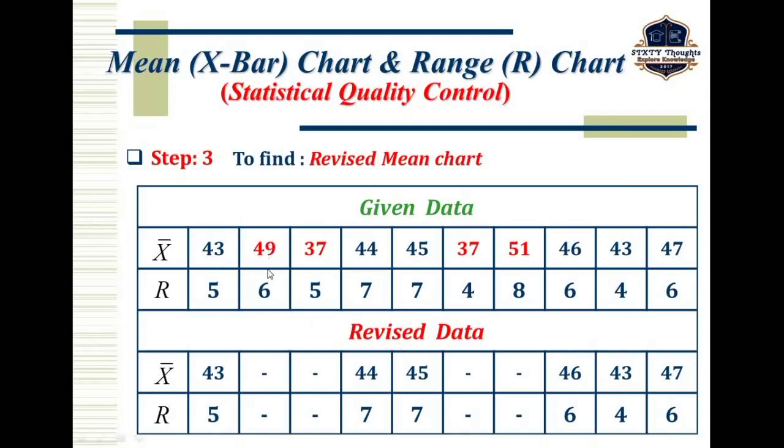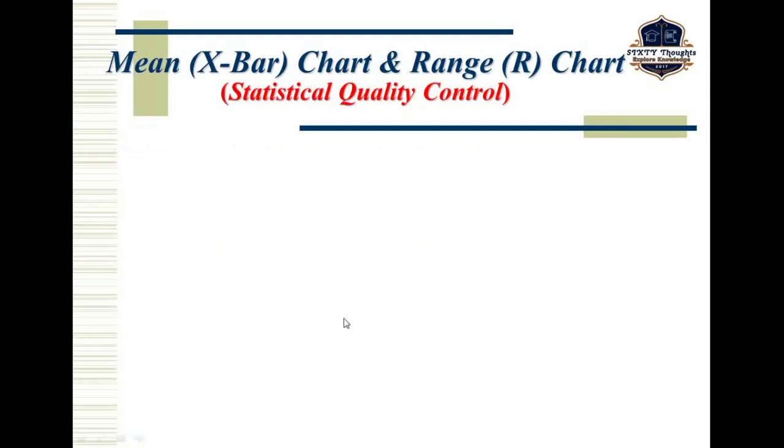Coming to the given data, 49: what is the corresponding range value? 6. 37, corresponding range value 5. So we eliminate these 4 values. Similarly, we eliminate these 4 range values. How many values remain? 1, 2, 3, 4, 5, 6. So using this revised data, we are going to find again the X bar chart, that means the revised control chart and the revised range chart. How many sample values are there? 6 sample values, 6 sample range values. So using the revised data, we find the X bar.